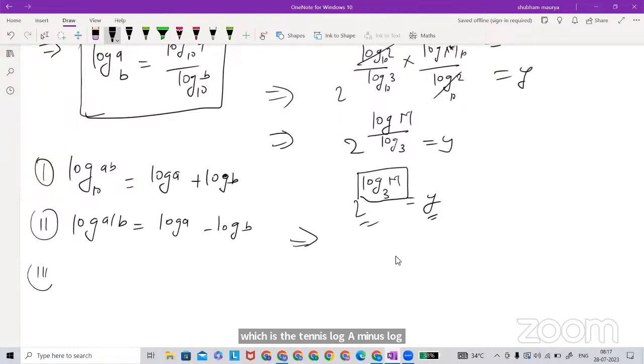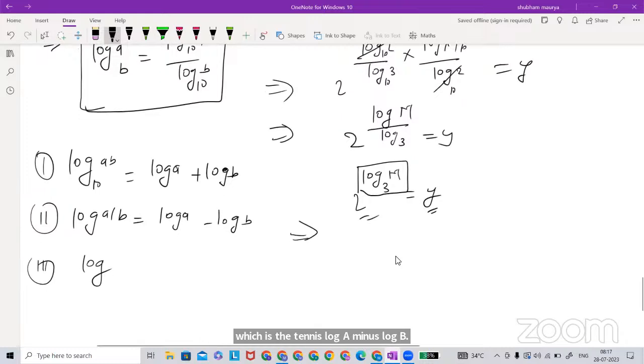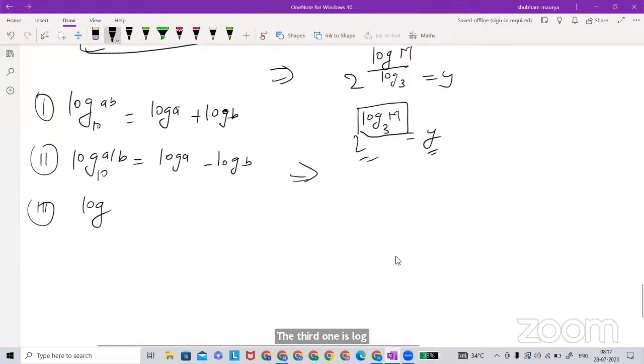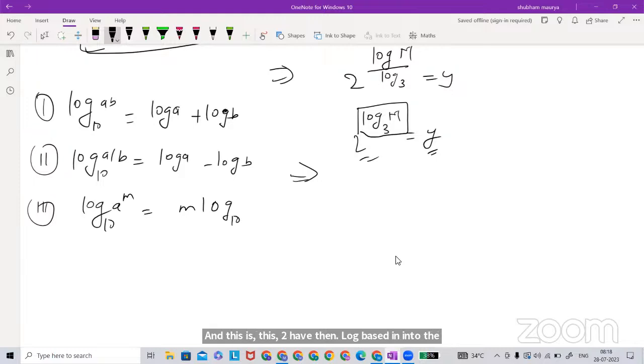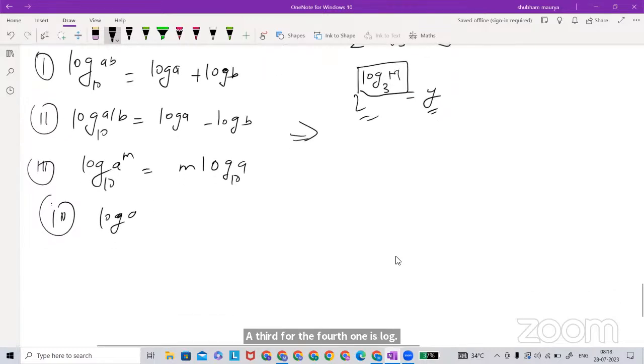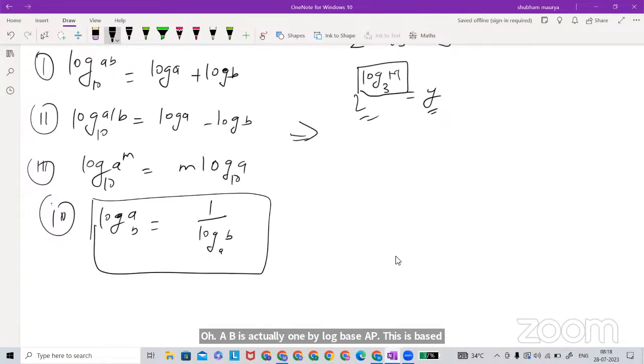The third one is, this is all on base 10 I am doing. It is very similar to ln also, which is base e. And log base 10 of a to the power m is actually nothing but m times log base 10 of a. The fourth one is log base A of B is actually 1 by log base B of A. This is actually called base change.